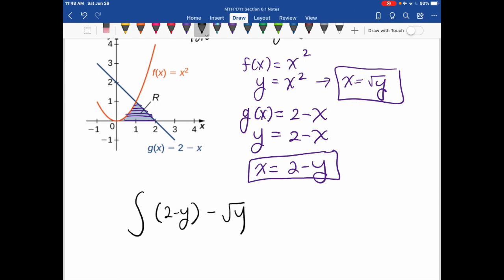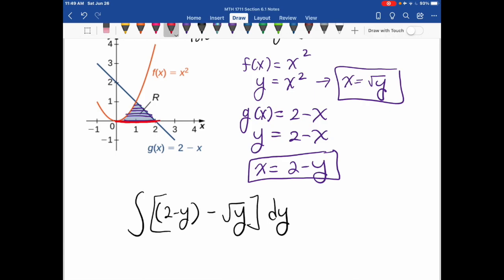So now I'm going to write my integral with my upper function being 2 minus y. And I'm going to subtract my lower function, which is the square root of y. And I'm going to do this with respect to y. Now, don't forget, we're looking at it as if we're tilting the page 90 degrees to the left. So 2 minus x is going to be my upper function. And I'm going to subtract my lower function, which is x squared.